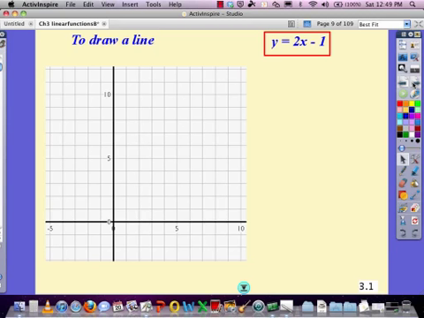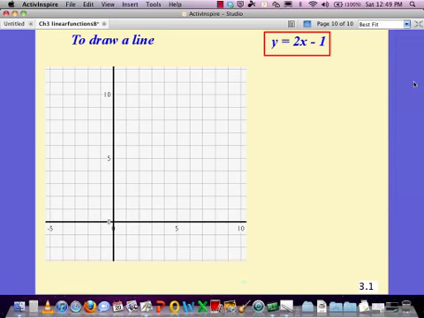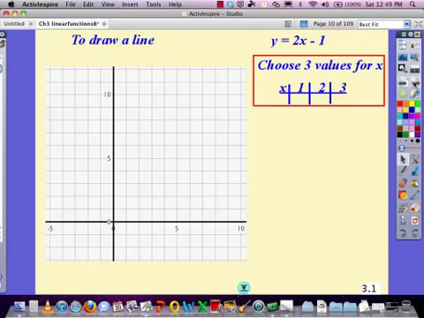So let's double check we know how to draw a line. This one's going to be your first method you learned, which we just call the XY table method. So here's our equation. It already is in slope-intercept form. You probably first learned to choose 3 values for x. Why 3? You learned in geometry, 2 points determine a line. The third one sort of makes sure we have the right combination and everything lines up accurately.